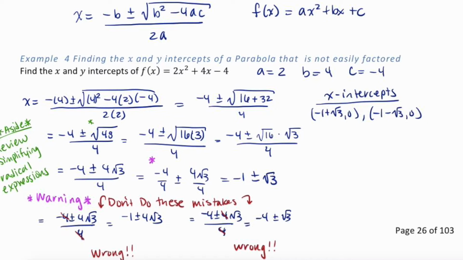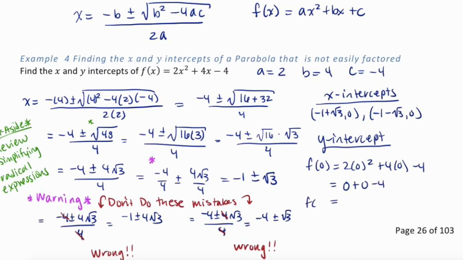Next, let's look into finding the y-intercepts. And remember, to find the y-intercept, let x equal 0. So we have f of 0 equals 2 times 0 squared plus 4 times 0 minus 4. So we have 0 plus 0 minus 4. So f of 0 simply equals -4. So our y-intercept is 0, comma -4.